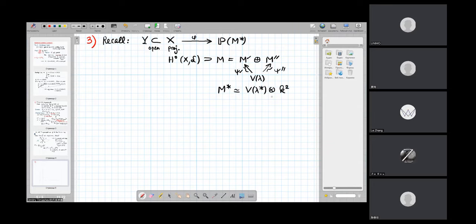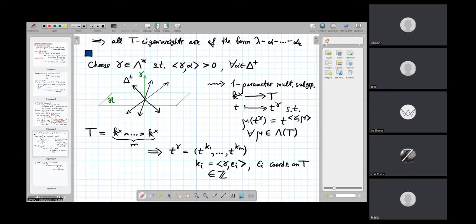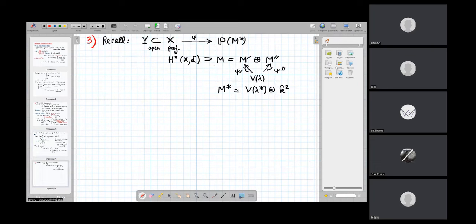Okay, so now we take this basis of V of lambda, which we have chosen here. And we consider the respective basis in these two summands, M prime and M double prime. So we introduce the sections, which I denote, say, S I prime. It is by definition psi prime of VI. It is a section sitting in M prime. And similarly, S I double prime will be the image of this VI under psi double prime. This will be a section sitting in here. Okay?